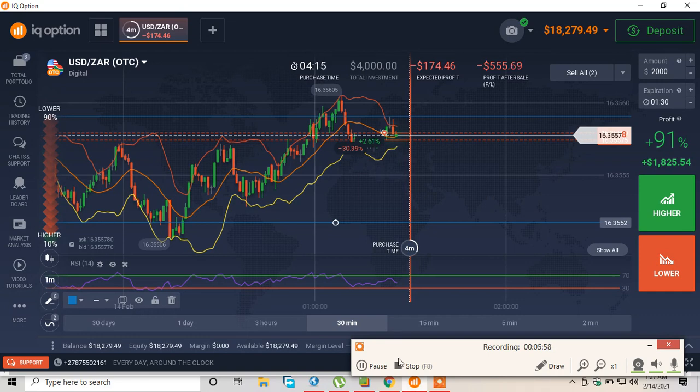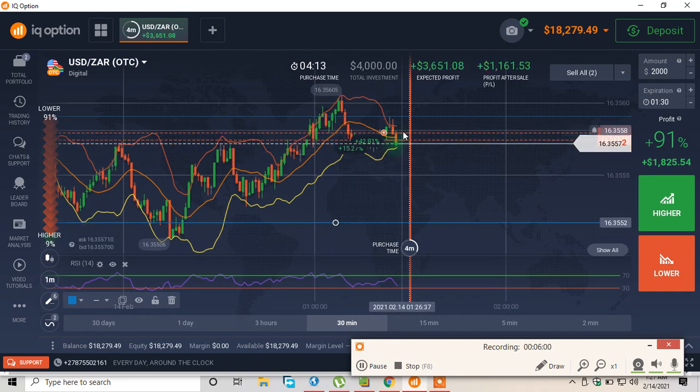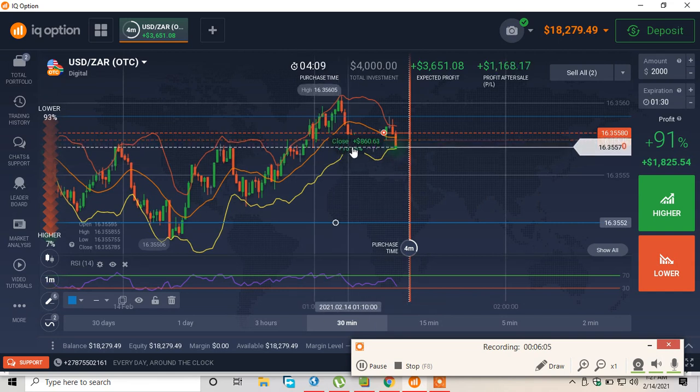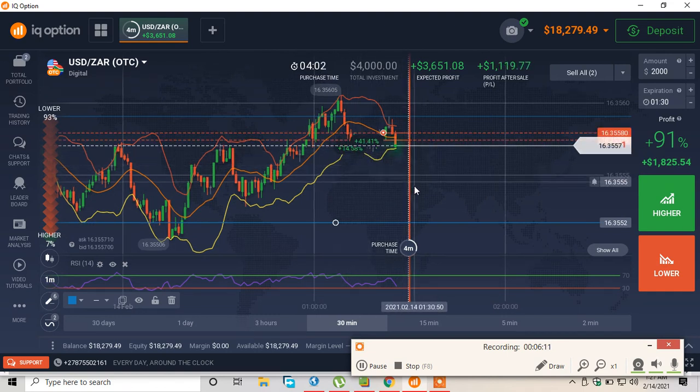So one trade is in the money. Now both of them are in the money. Look what it's doing. It's going to break this low over here. It's going to break this low over here. It must close this side.